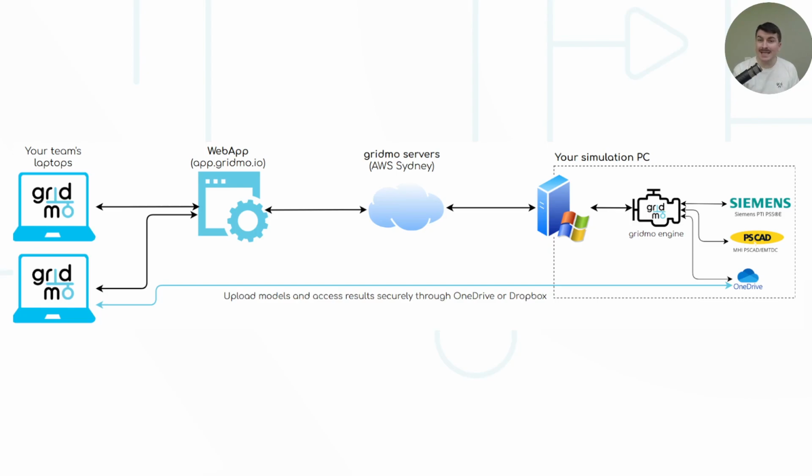The way to access the inputs and outputs from the engine is using OneDrive, Dropbox, or similar. And you can see that from that blue line down the bottom, which is one of your team members accessing result files through OneDrive.